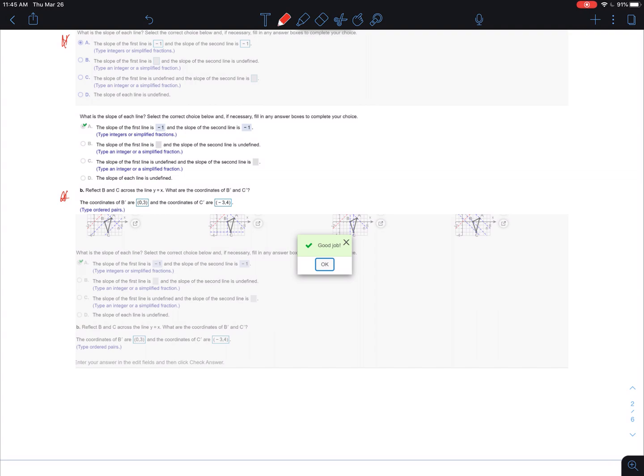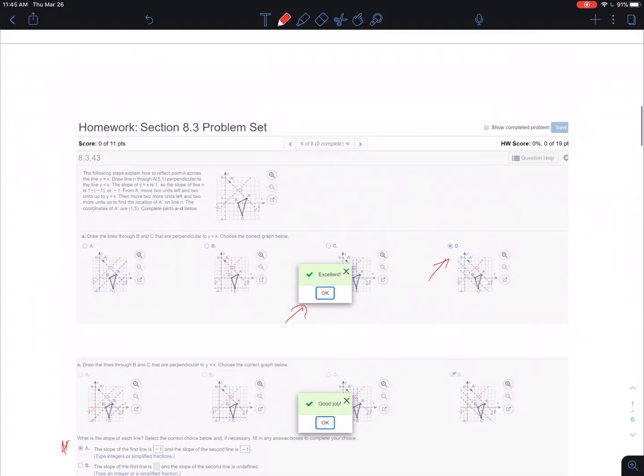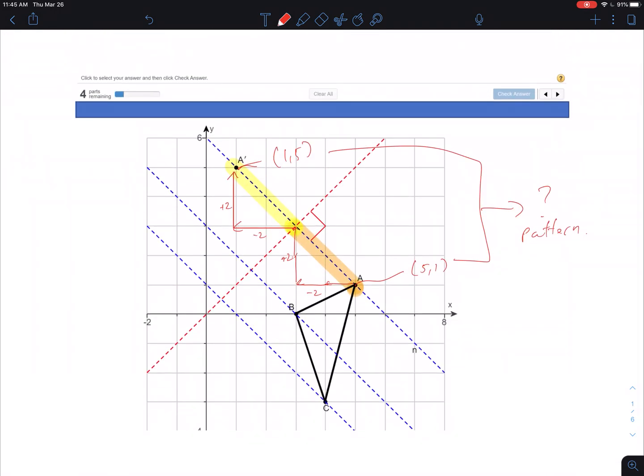Now, I wrote down (0, 3) and (-3, 4), right? Those were the two I put down. Well, I'm going to cheat a little bit. I'm going to try to use that same pattern that I had here. I'm going to go from B 1 unit, and I'm going to go half a unit. Then I'm going to go half a unit, and then I'm going to go 1 full unit. So right here should be B prime. And if we're right, then this should be (0, 3). And it is.